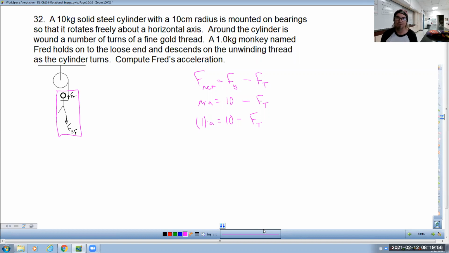So now what we're going to do is take advantage of the fact that we have a solid cylinder, and this solid cylinder is going to get angularly accelerated. The reason why it gets angularly accelerated is because the same tension force that is trying to prevent Fred from free falling is the same tension force that spins this roll here.